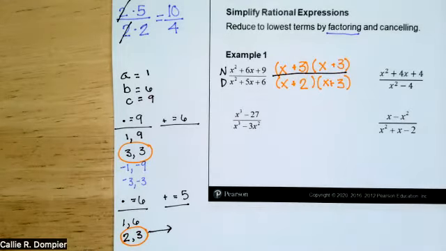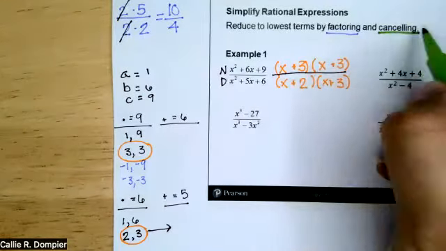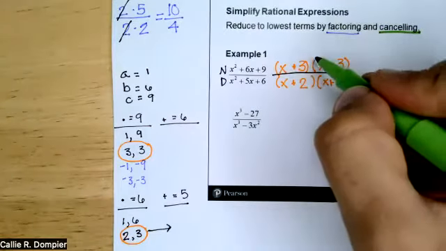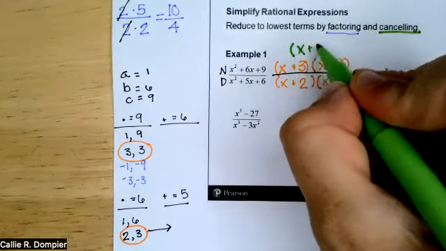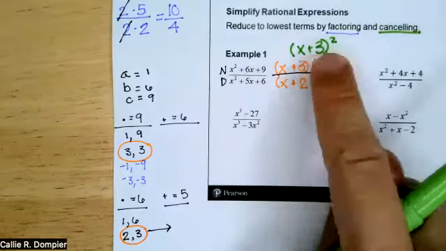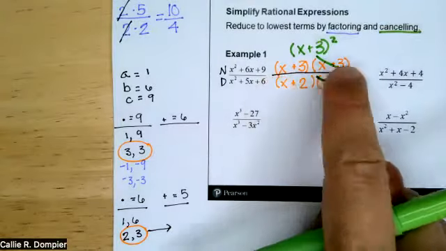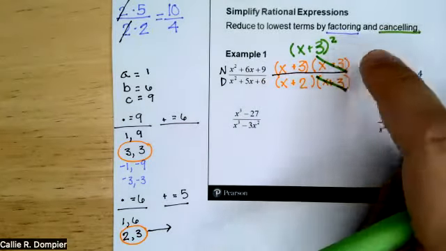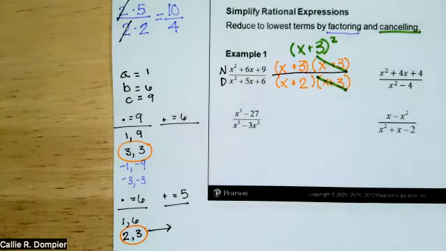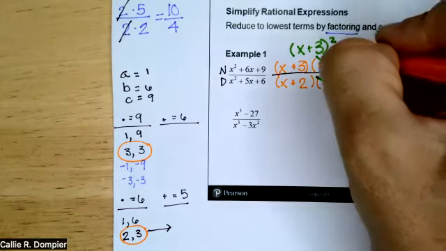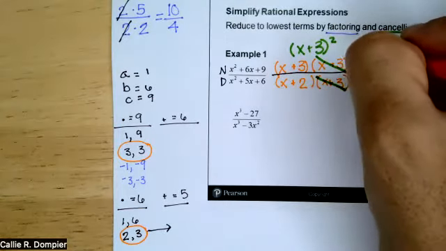Any questions? So that's just what we were doing last class. Now, canceling. If it's exactly the same on the top and the bottom, you can cancel it. So I have two x plus 3s, which you can write as x plus 3 squared, right? But because we want to cancel out what we can, we're going to write them out as x plus 3 times x plus 3. And then I cancel out the x plus 3 in the numerator and the x plus 3 in the denominator. And my final answer is x plus 3 over x plus 2.